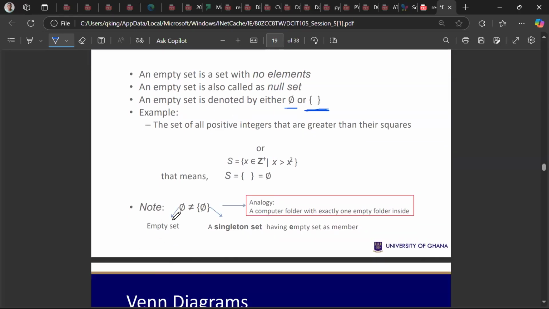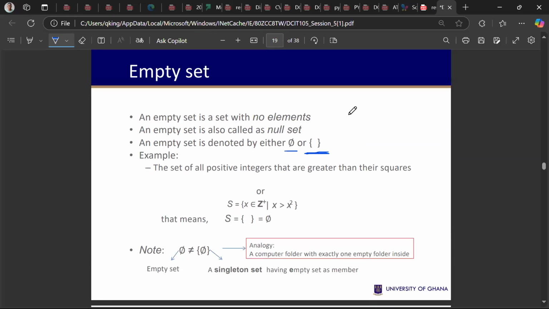And one thing you must know is that when you're denoting an empty set and you write it in this manner, this is an empty set. But when you write it in this manner, this is not an empty set because it contains an element.